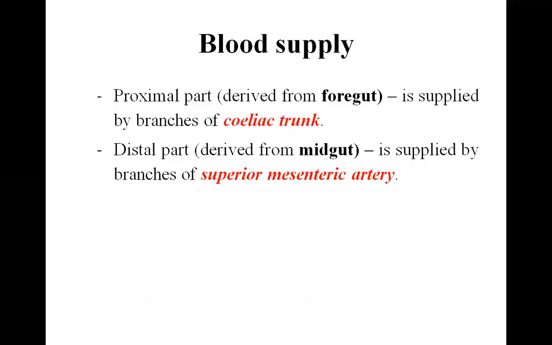Now the blood supply. The proximal part of the foregut is supplied by the celiac trunk. So the part before the opening of the common bile duct is supplied by the celiac trunk, and the distal part is supplied by the superior mesenteric artery.